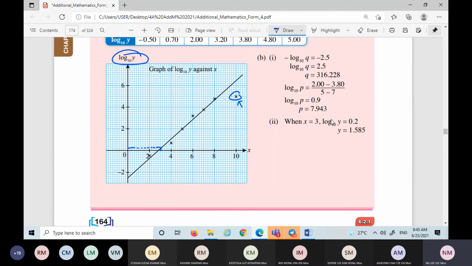This is linear law. It's not the normal question where you just read and that is your y. No, this is capital letter Y. This is log Y. Log Y is 0.2, not Y is 0.2. Then after that, use your calculator to get the value of Y, and then log it.